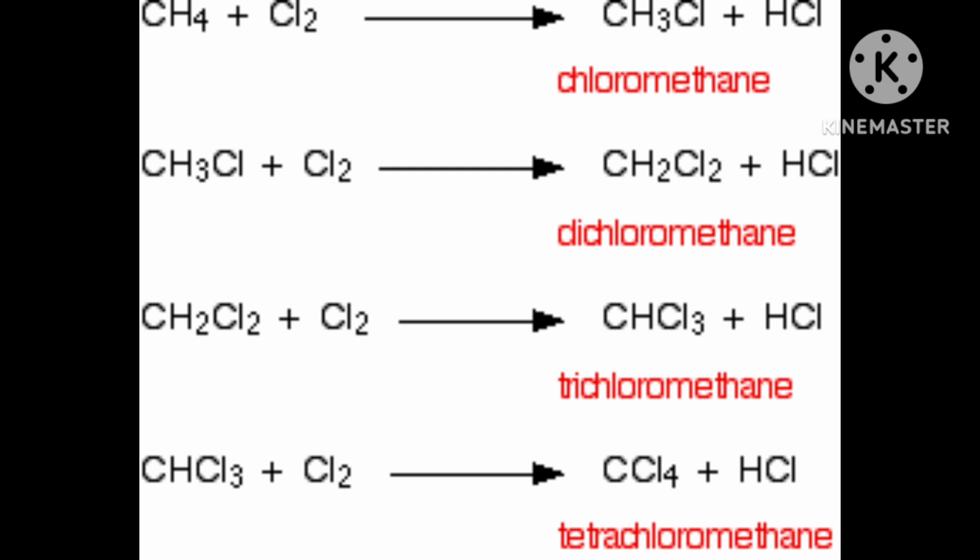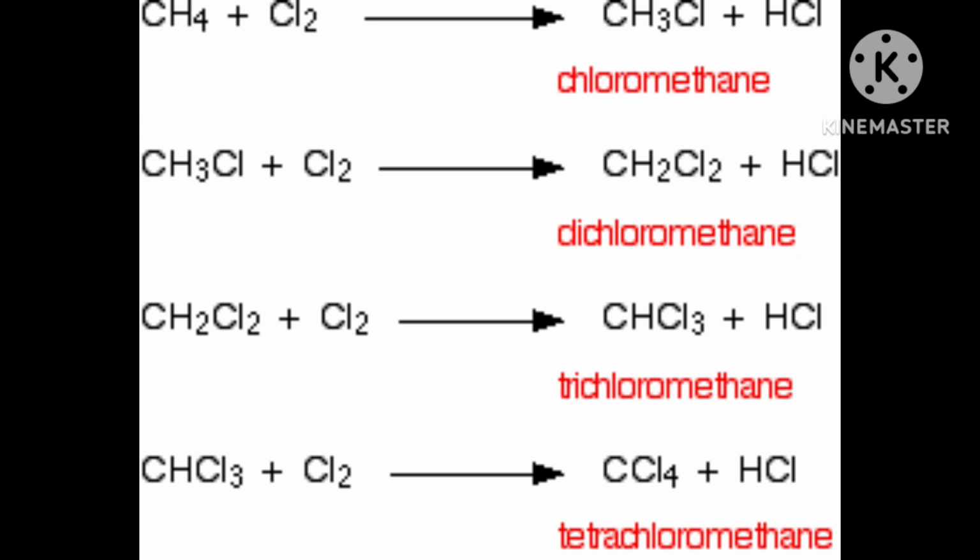Iodination, the reaction with iodine, is very slow and a reversible reaction. It means ethyl iodide will form, and then from the ethyl iodide you can again get ethane. It is a reversible reaction.